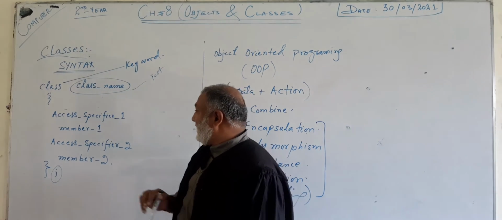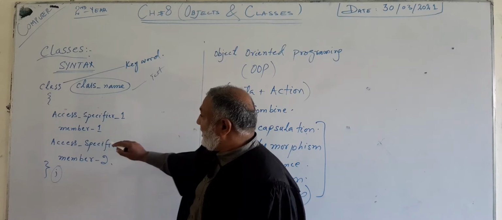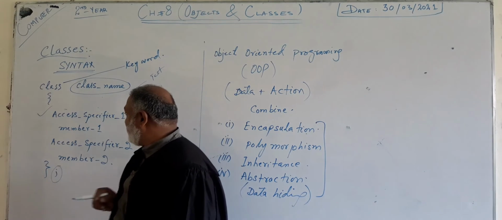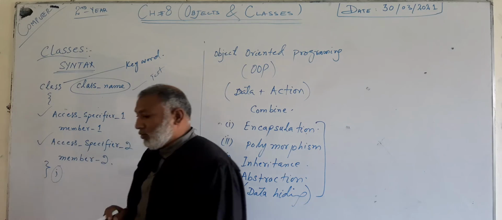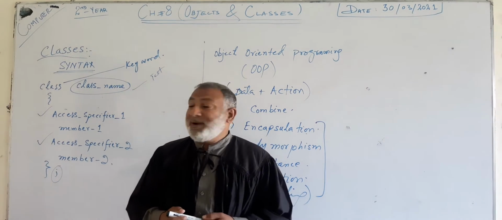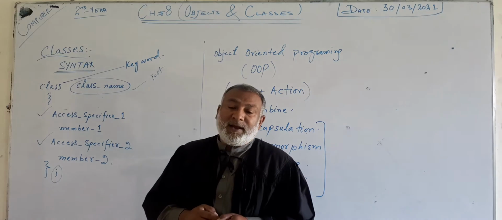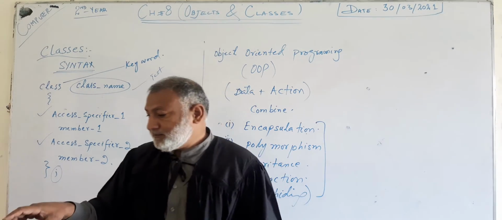And then inside the class, we have two main portions. One is the access specifier and member 1, the access specifier and member 2. Now let us discuss what an access specifier is and what the members of a class are.